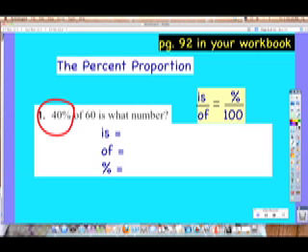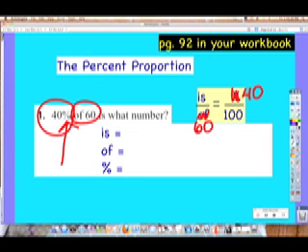All right, let's go with Skylar. Where does the 60 go? On the of, so bottom left. This is the 60. Okay, Amanda, what do we put in place of the is then? An x, a variable, sure. So I'm going to rewrite it so it's not as sloppy. X over 60 equals 40 over 100.